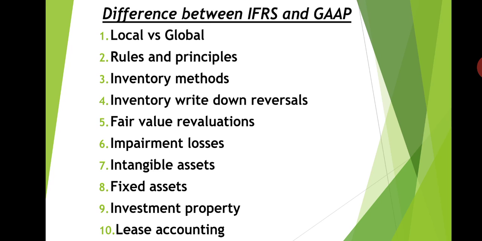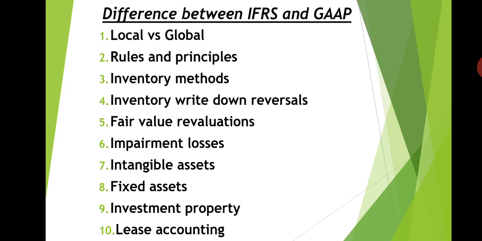IFRS is used in more than 110 countries around the world, right, including the European Union and many Asian and South American countries. On the other hand, GAAP is only used in the United States. Understood? So that's why companies that operate in the US and overseas may have more complexities in their accounting. So this is the first difference between IFRS and GAAP.